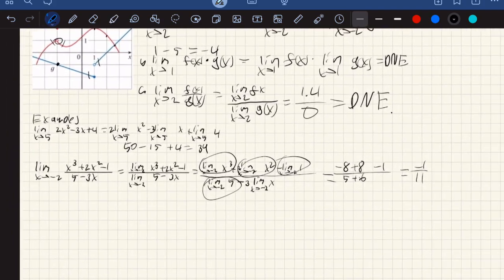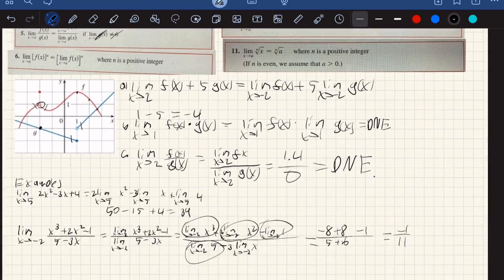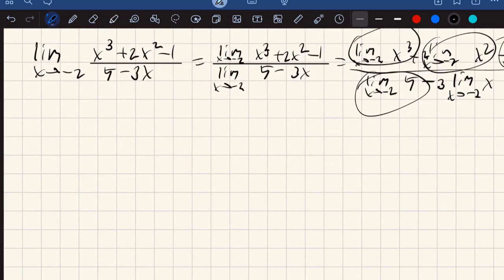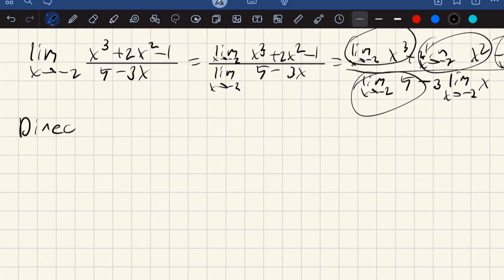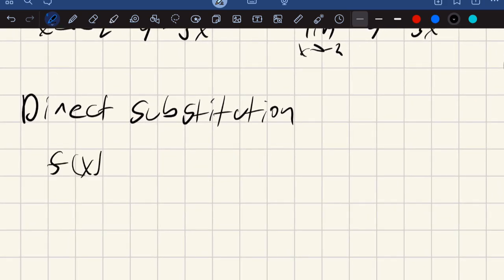So for each limit, you don't really want to show every single limit law. There's a lot. So there's something we could do called direct substitution, which is basically if you have a function that is continuous at a, which means you could draw the function without lifting your pencil.